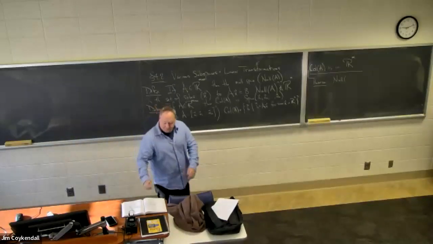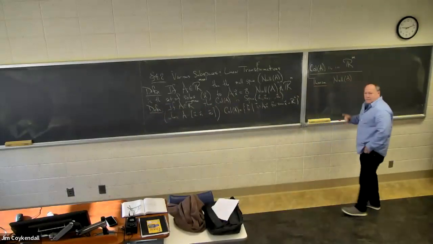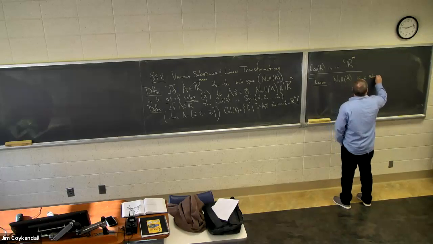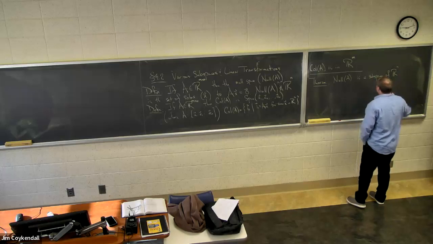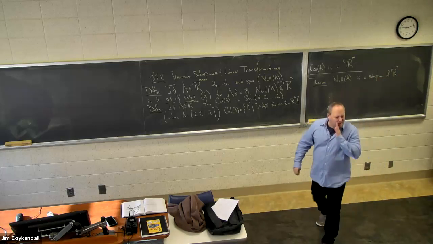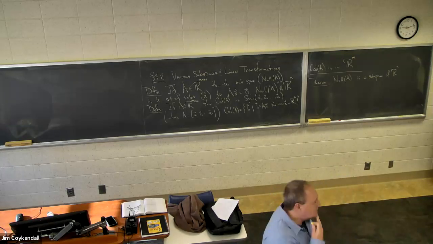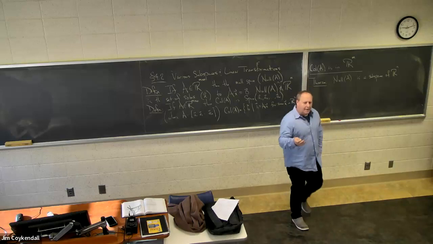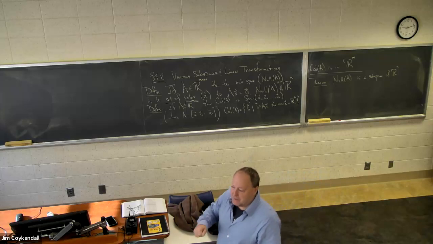So here, the null space of A is a subspace. Basically, we're doing this theorem so that we can review what it means to be a subspace. Let's see, why is it true? Can anybody remind me what the three big things are that we need for something to be a subspace?